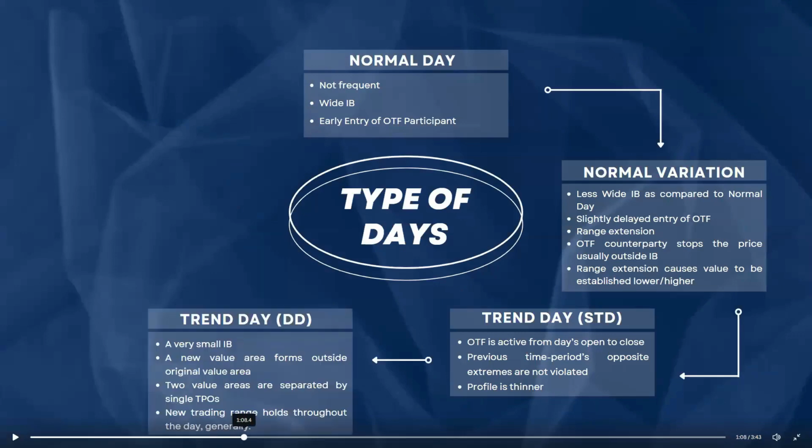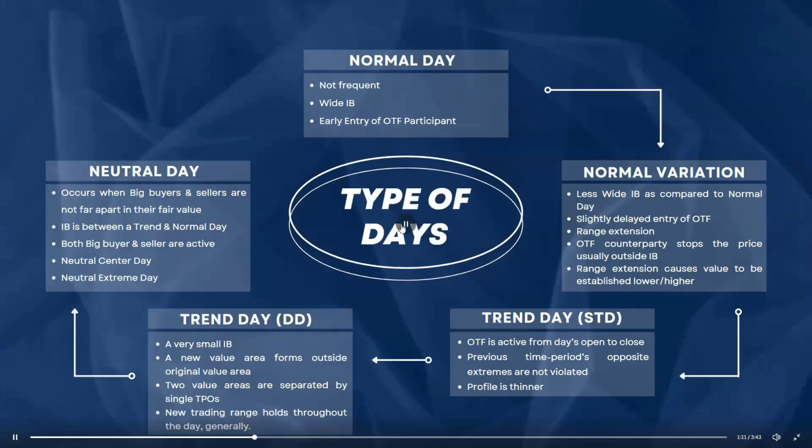So if IB is very, very low and market is not breaking out of IB, market is not breaking out of the range, then market just consolidates and remains in a very, very tight range. And such days are non-trend days, and a very special format of that is called neutral day.